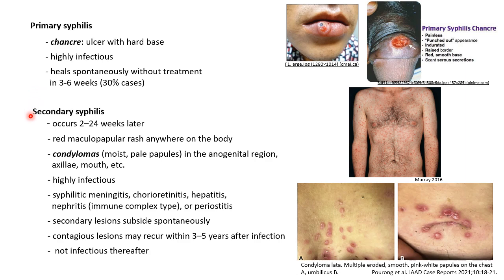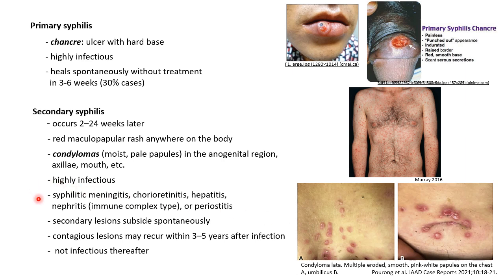The secondary syphilis occurs 2 to 24 weeks later, and red maculopapular rash can be found anywhere in the body. Lesions called condylomas or condyloma lata, which are described to be moist, pale papules, can occur in the anogenital region, in the axillae, in the mouth and other parts. As for example, we have these developing in the chest area and in the umbilical area. Just like the chancre, the condylomas are highly infectious.